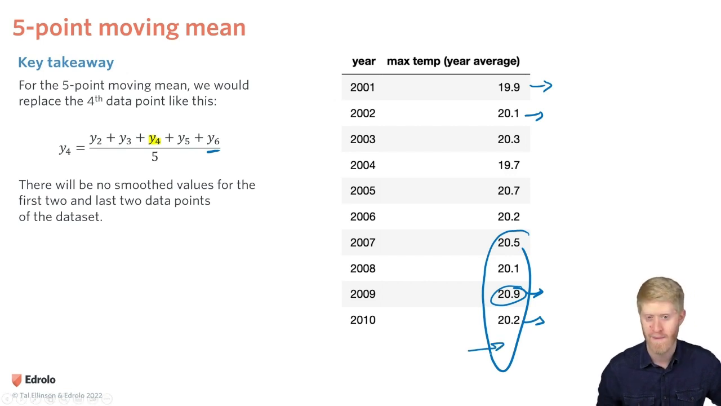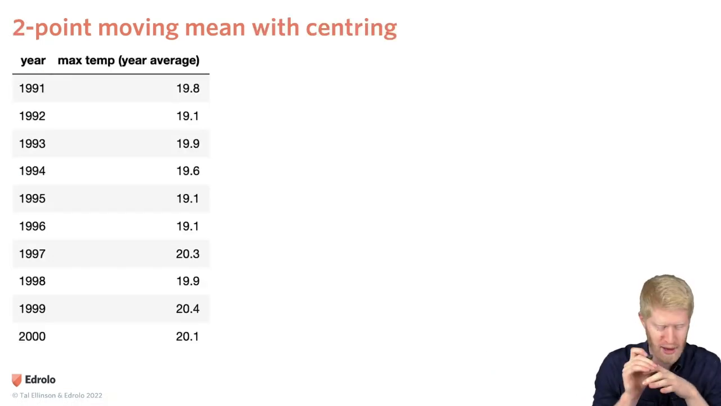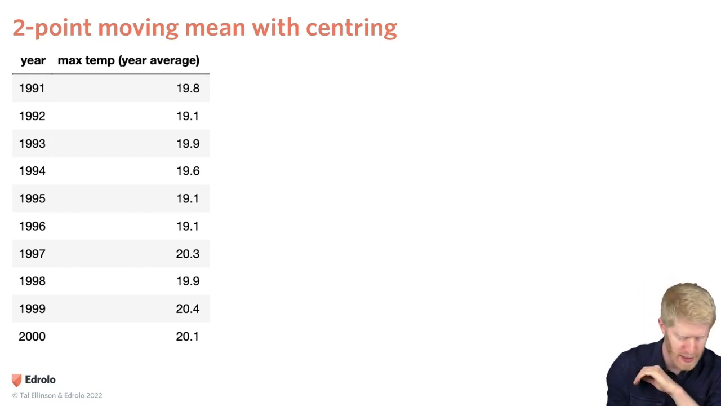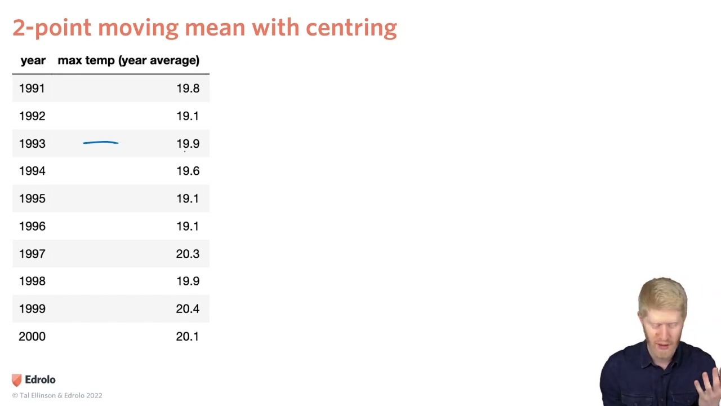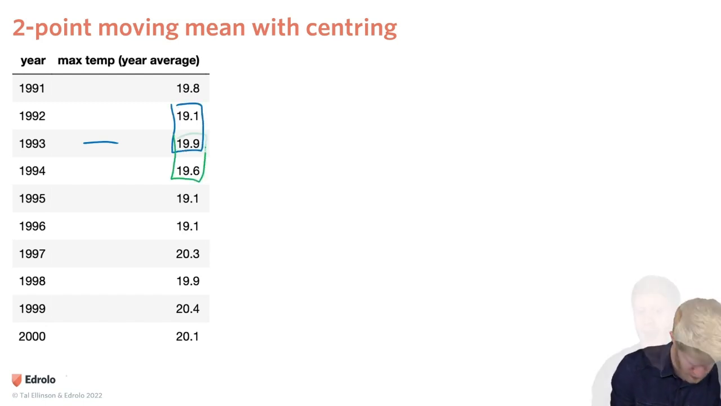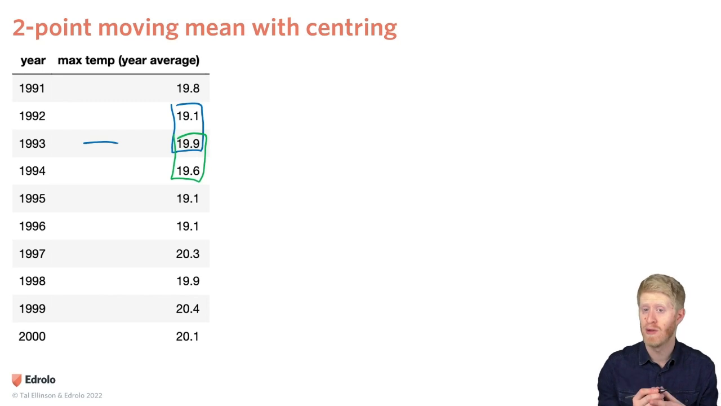Because if I want to replace this point over here, I would take these points, and I'm missing someone there. All right, we're now in the realm of an even point smoothing mean, i.e. 2-point or 4-point. And because this number is even, we're going to have to do something called centering. Let's say we want to replace the point for 1993, i.e. we're going to replace this one. The question we have is, should we take these 2 points or these 2 points? And the answer is that we will have to do both.